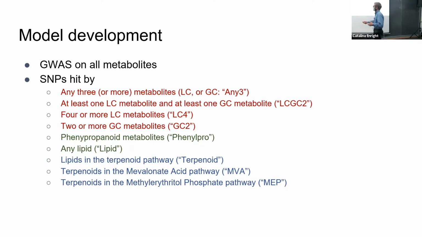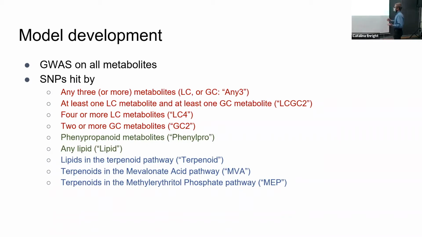In other models, we're bringing together SNPs that hit metabolites of particular structures, so phenylpropanoids or lipids. And then in a third set of models, she brings together SNPs that participate in metabolites that are part of the same pathway. So terpenoid pathway, mevalonate pathway, or this methyl erythritol pathway. So there's sort of different levels of specificity of these models.